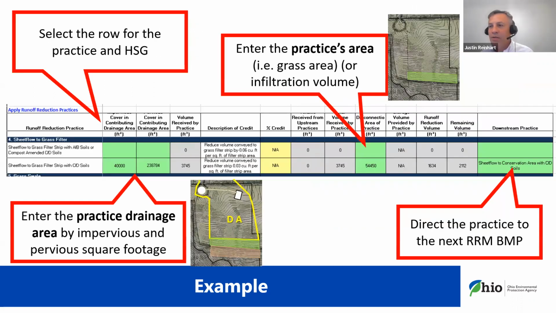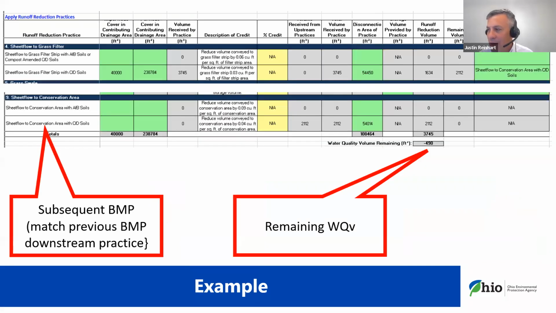The way you plug that into the spreadsheet is first to select the row for the practice we're using. So in this case, sheet flow to a grass filter strip on C&D soils. And we entered the practice drainage area, both by impervious and pervious cover, in terms of square feet. The next green box is the actual area of that practice. So what was the total square footage of that grass filter strip? And then in the last green box, make sure we direct the filter strip to the next practice. In this case, we would have a conservation area to follow.